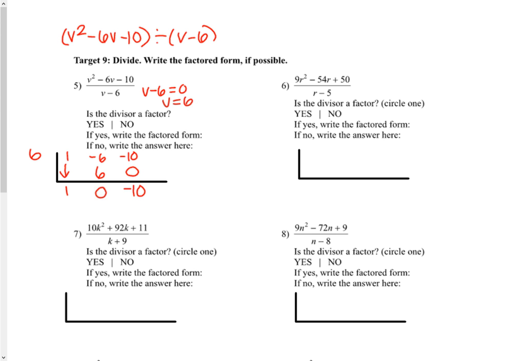Remember, it's a divisor if our remainder is 0. Here, my remainder is -10. So the answer is no, it's not a divisor. If it's not a divisor, we're not writing our factored form. We're just writing our answer.